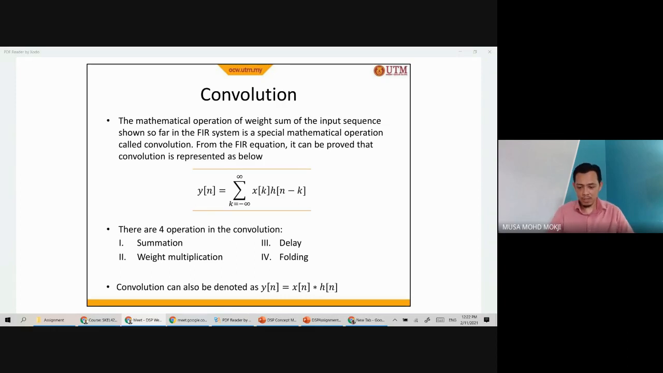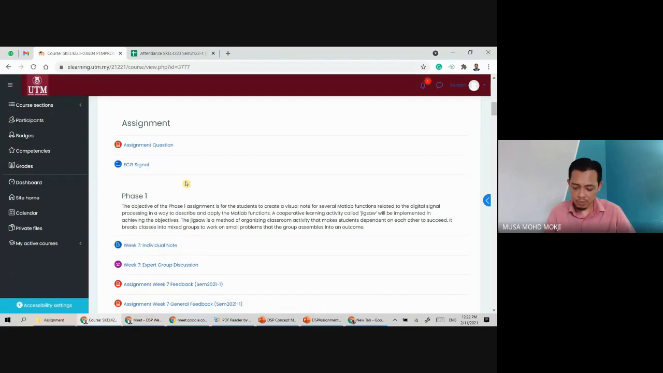One is a convolution. Let's see. So now it's 12:22.